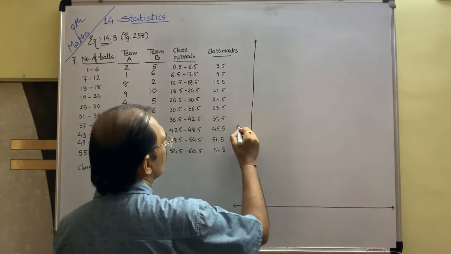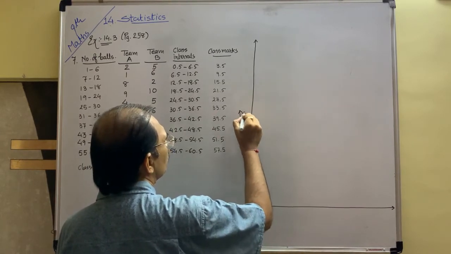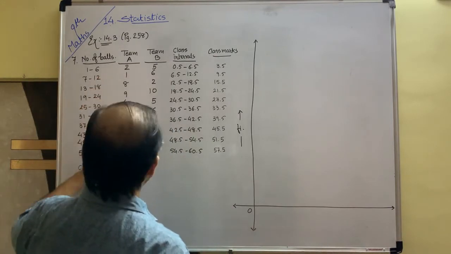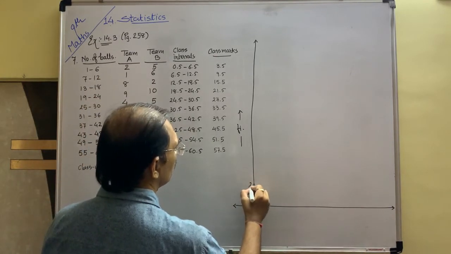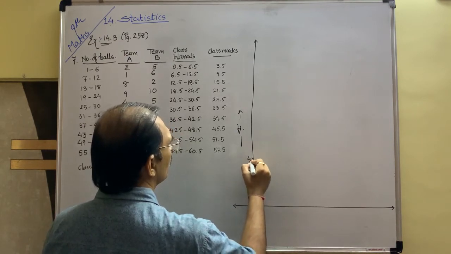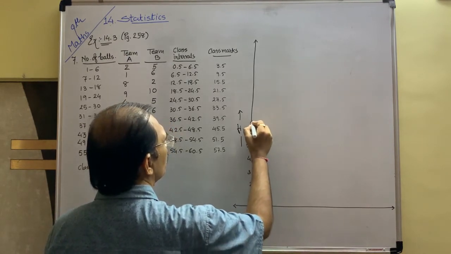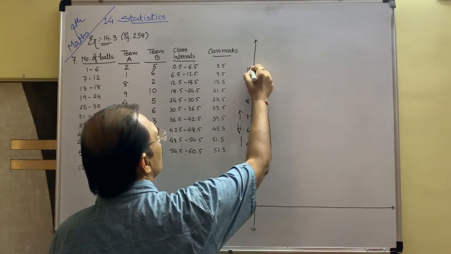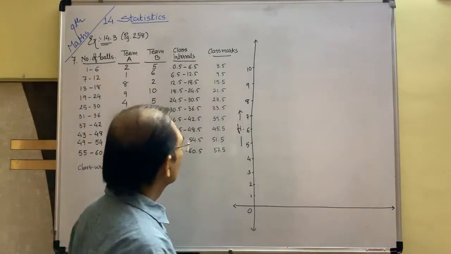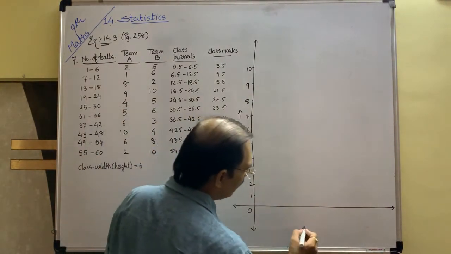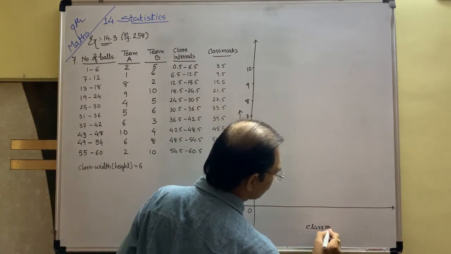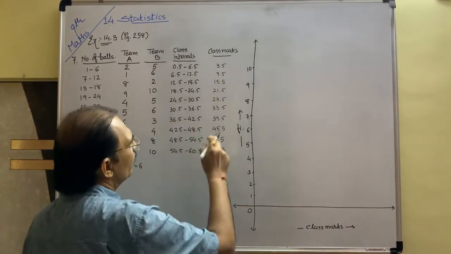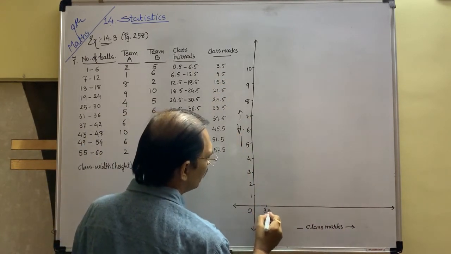See here, this is frequency. Frequency means for team A and team B we want to draw. So minimum is 1, maximum is 10. So I write 1, 2, 3, 4, 5, 6, 7, 8, 9, 10. Okay. Then class marks I need. Here 3.5 to 57.5, the gap is of 6.